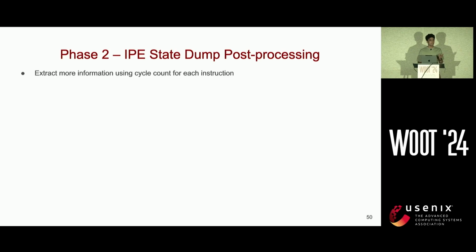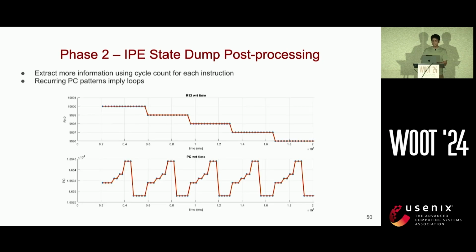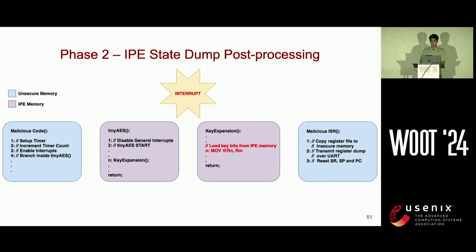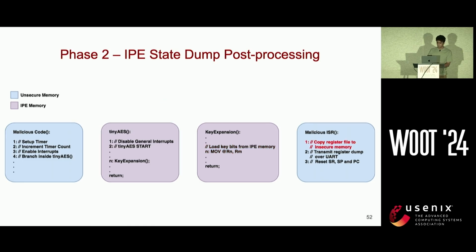Cycle count can be another useful source of information, as instructions in the MSP430 and MSP432 instruction sets have a fixed number of cycles. Patterns are also very helpful in discerning the firmware binary. For example, here recurring PC patterns imply loops. Enabled by phase 2, now we know what this instruction is and we can use it to exfiltrate the key bits.